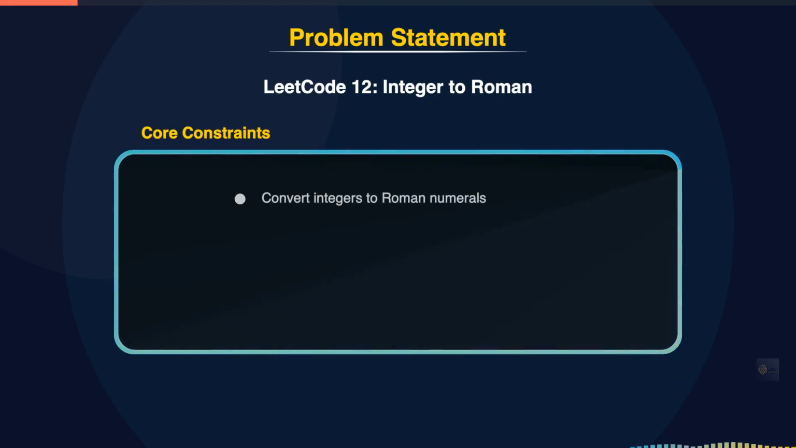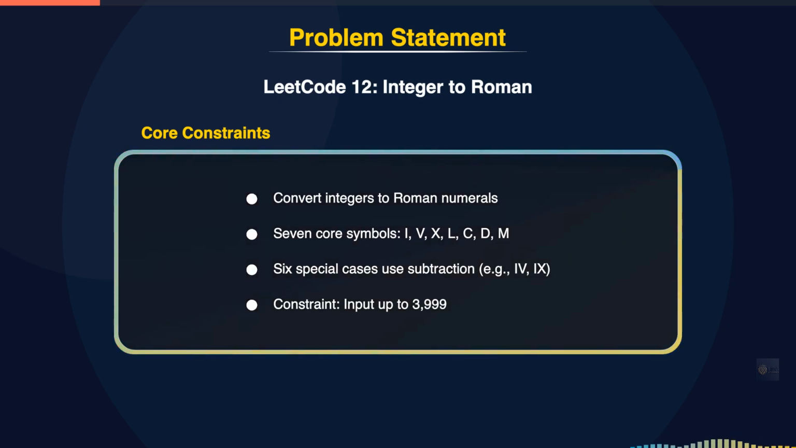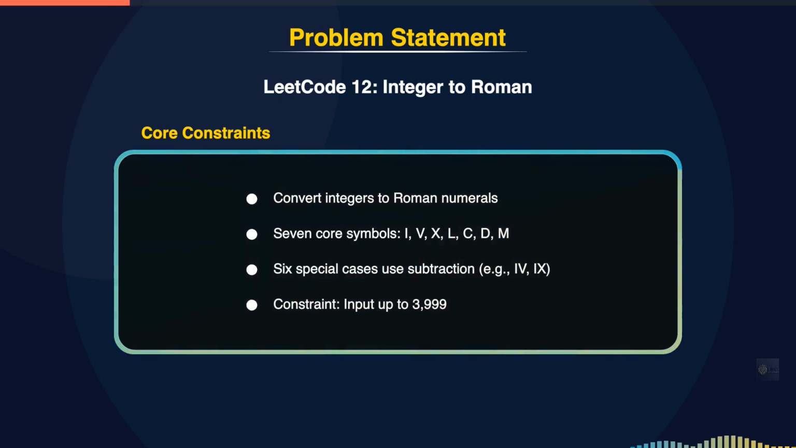Let us look at the problem statement. 7 symbols represent Roman numerals, from I, which is 1, to M, which is 1000. Usually, we write them largest to smallest, but 6 special cases use subtraction. For example, 4 is written as IV, and 9 is written as IX. Our task is to convert any integer up to 3999 into its Roman numeral representation.